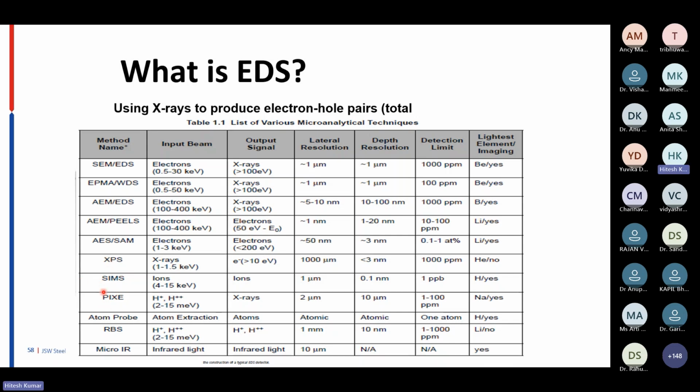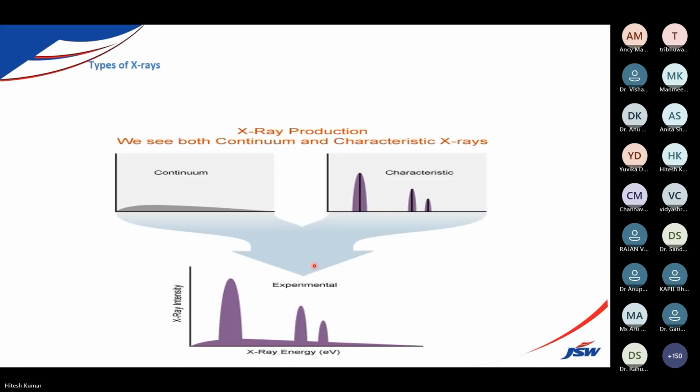So other than that, there is atom probe microscopy, and micro IR is also there, which is basically used for this type of characterization. These are the different types of X-rays: characteristic X-rays and continuum X-rays. And one is the experimental.